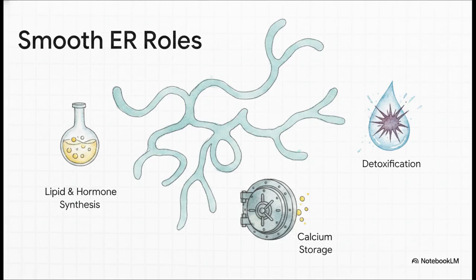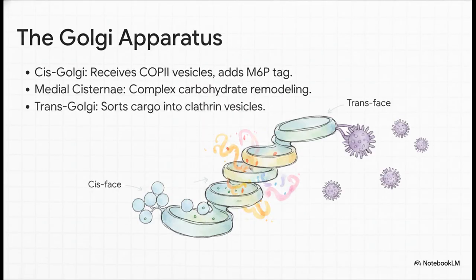In your muscle cells, the rapid release of this stored calcium is literally what triggers every single muscle contraction you make. Once those proteins are folded and the lipids are made, they get shipped in little cellular trucks, called vesicles, over to the Golgi apparatus. You can think of the Golgi as the microscopic shipping and sorting department. It's a highly polarized, strict processing line.